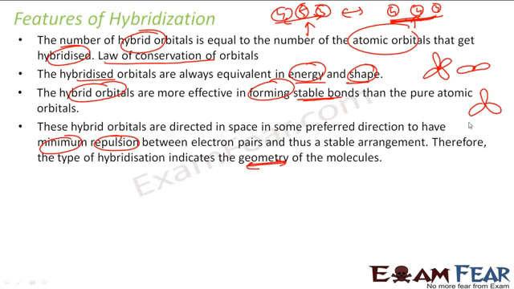So it's almost similar to VSEPR theory actually. There also it talks about different balloons of the same shape and energy, right? So when you put 3 balloons of the same shape and energy, it will be in this trigonal planar form. Similarly, in this case also they're talking about hybrid orbitals of the same shape and energy, right? And they try to be in space in such a way that they give minimum repulsion between the electron pairs, and thus they have a stable arrangement. And thus you can see that hybridization indicates that.